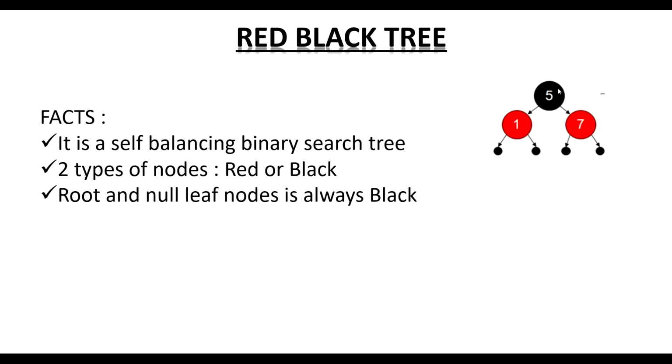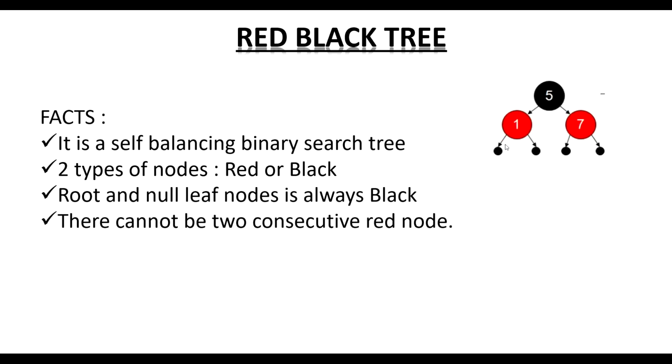Here is the root node, which is 5, and the leaf nodes are null, so they do not contain any value and they will be black. There cannot be two consecutive red nodes. As you can see here, the root is black and its child is red, and the next node, which is the null leaf node, is black. So there cannot be two consecutive red nodes. If it exists, then we will have to fix it.